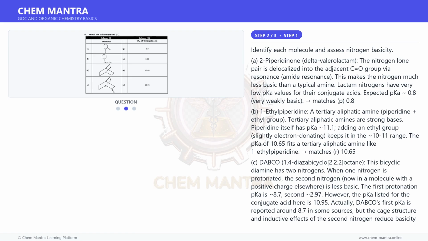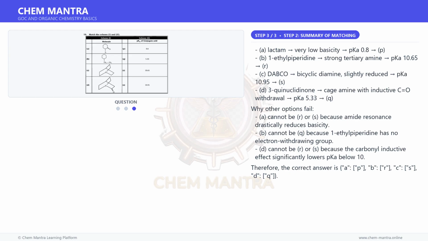D. 3-Quinuclidinone, 1-azabicyclo[2.2.2]octan-3-one: a similar bicyclic cage as quinuclidine but with a C=O group adjacent to, but not directly on, the nitrogen. The carbonyl withdraws electron density inductively from nitrogen, reducing basicity compared to quinuclidine but not as severely as an amide. There is no direct N-C=O resonance since it's a beta-amino ketone. pKa ~5.33 reflects significant reduction in basicity due to the inductive effect of the nearby carbonyl. Matches Q, 5.33.